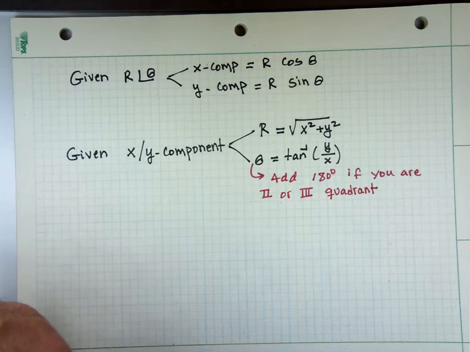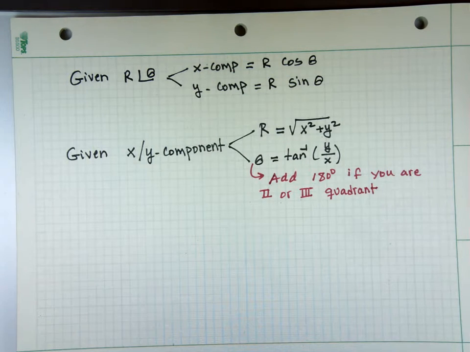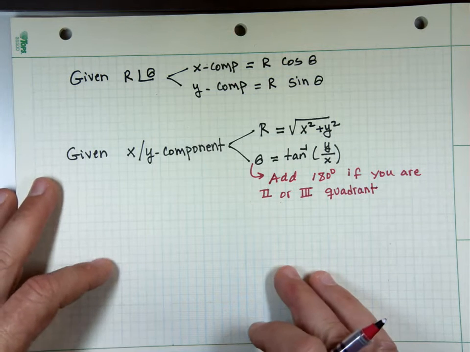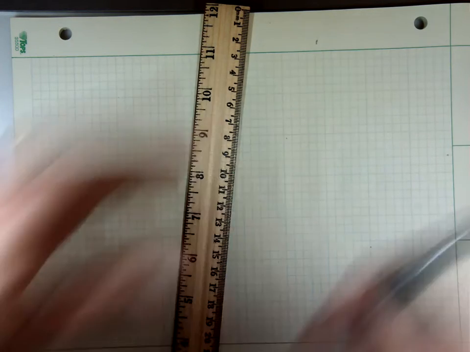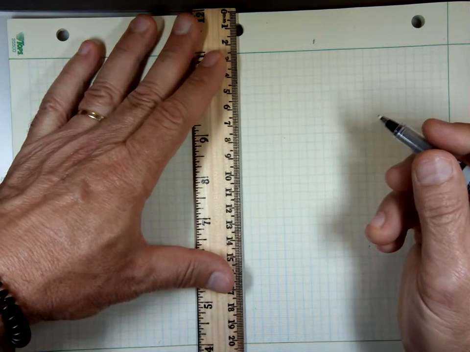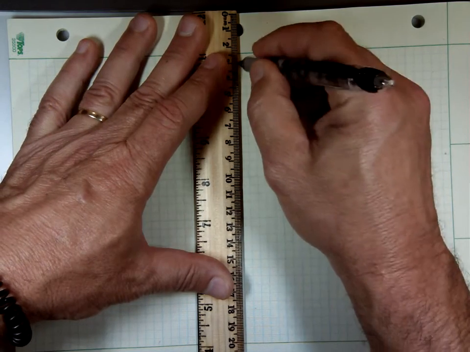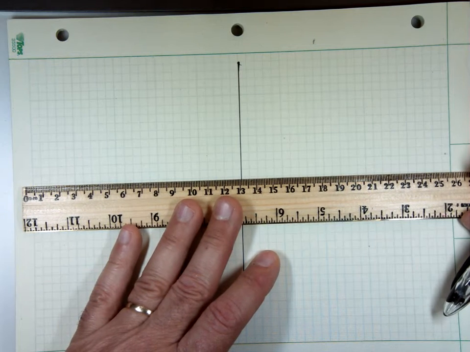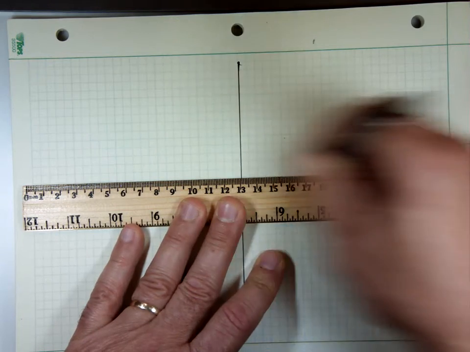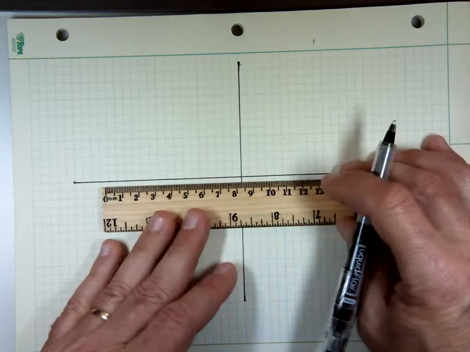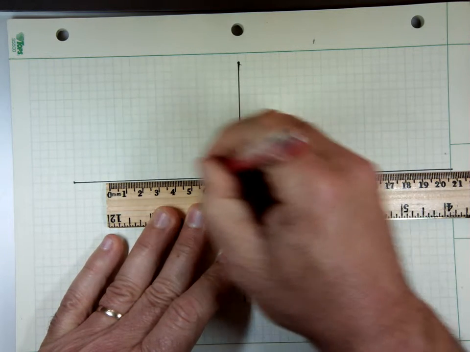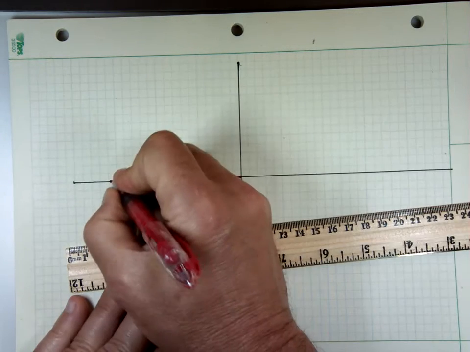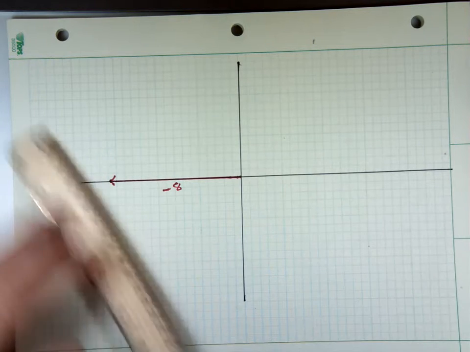Let's see why. Especially that one. Why do we have to add 180 degrees if we are in the second or third quadrant? So let's draw a vector in the second quadrant. And let's make it, I don't know, 8 units in the x direction. That'll be a negative 8 because you're going to the left. And let's say the y value happens to be 6.